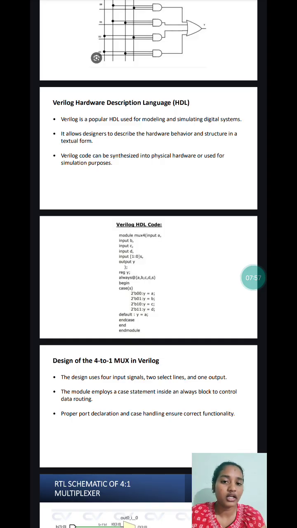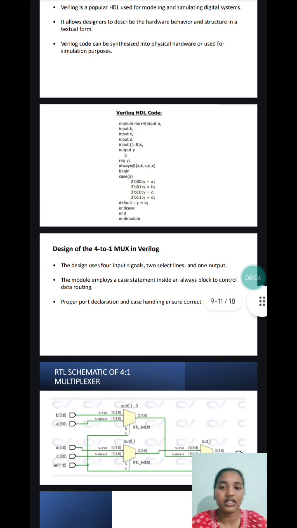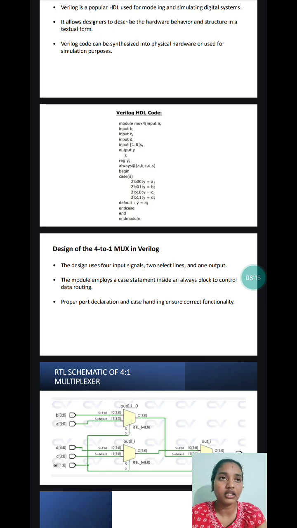Verilog can be used for physical hardware or simulation purposes, like Vivado, etc. Verilog HDL code: we can write the code. First of all, we need to write the module, and the module name is MUX. We are taking the 4:1 multiplexer, so the module name is MUX4. There are 4 inputs, A, B, C, D, so we represent input A, input B, input C, input D, and input [1:0] S, and Y is the output.